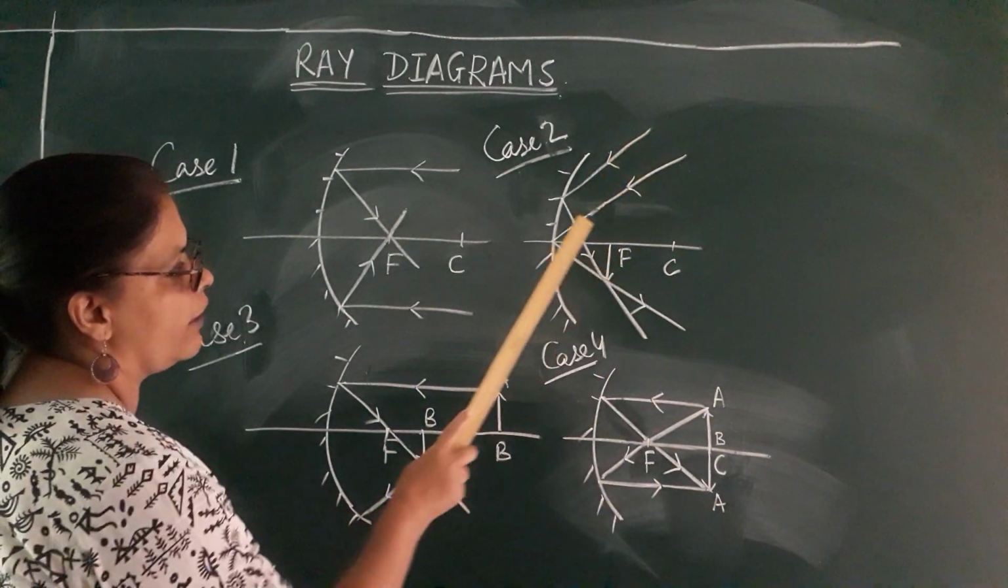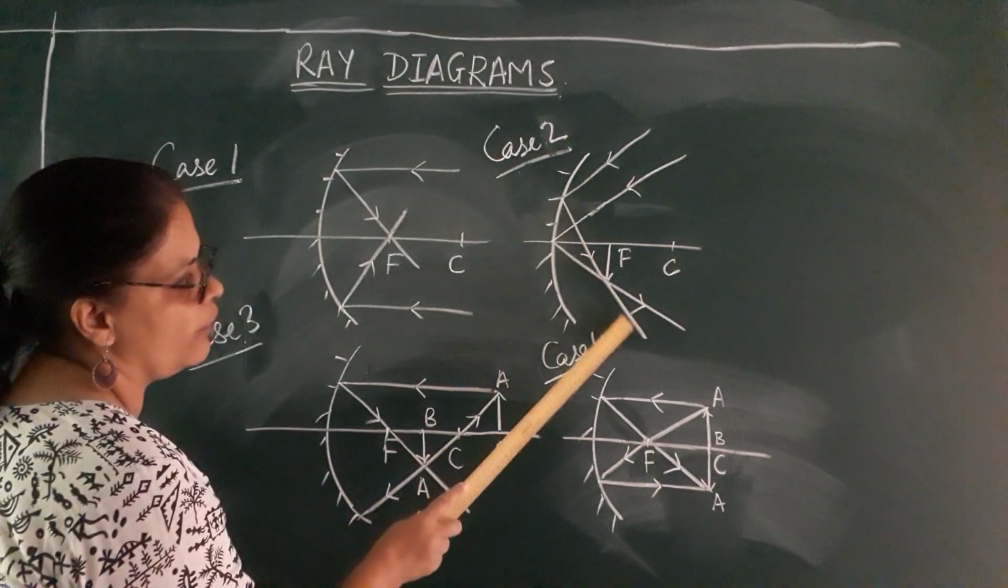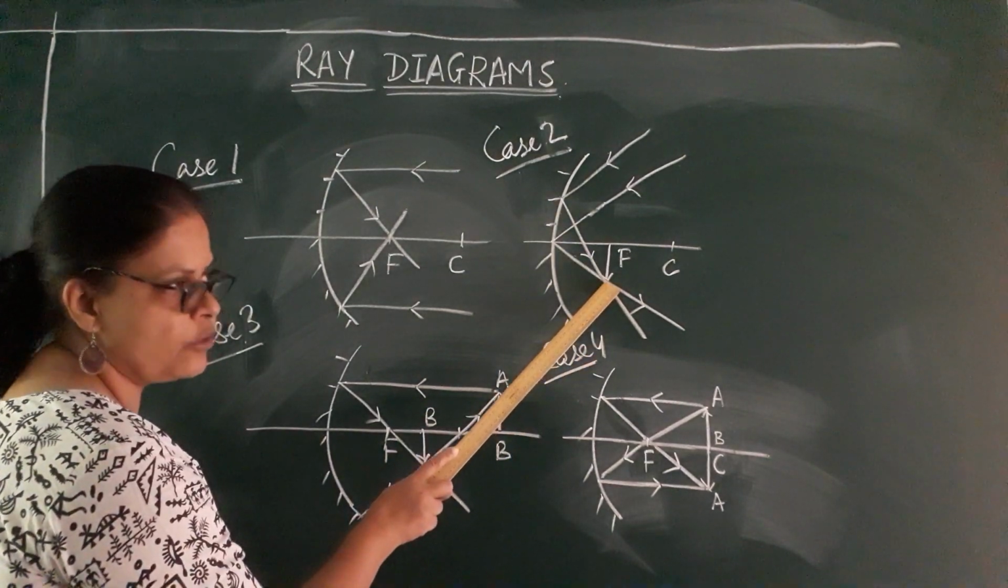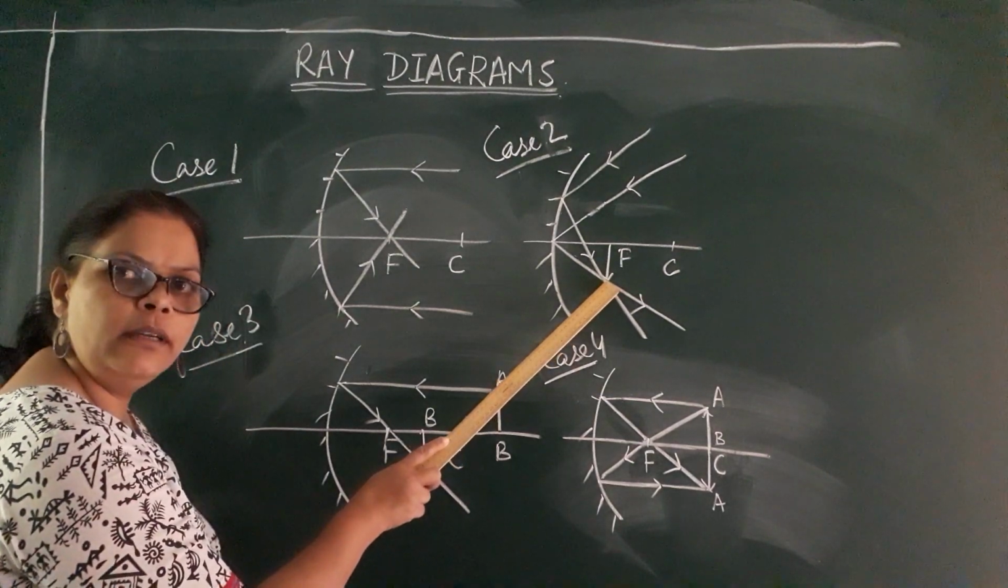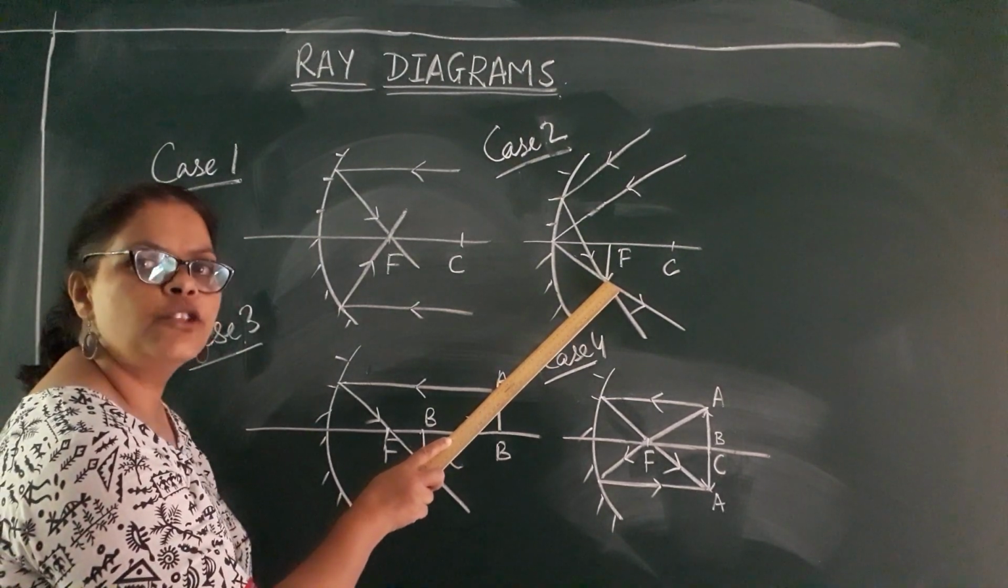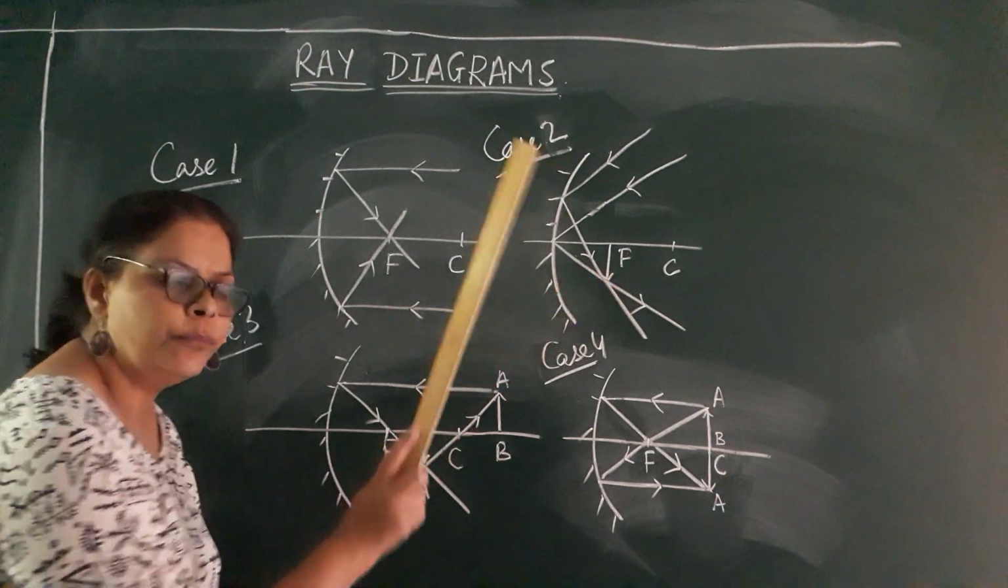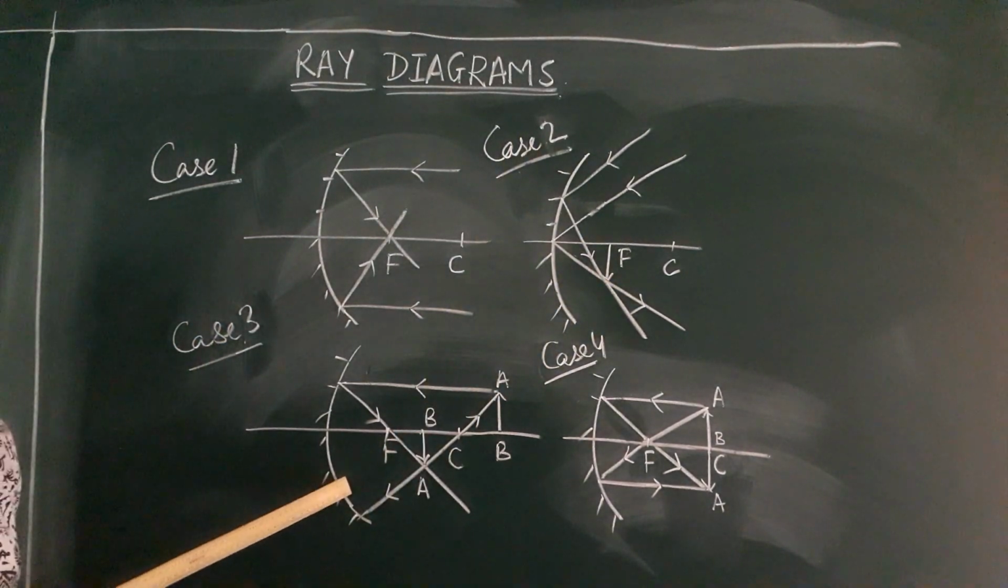The ray of light strikes the mirror and gets reflected. And where do the rays meet? They meet at F. So the image is real, inverted, diminished. Diminished means smaller in size, and it is formed at F again. This is case 2.